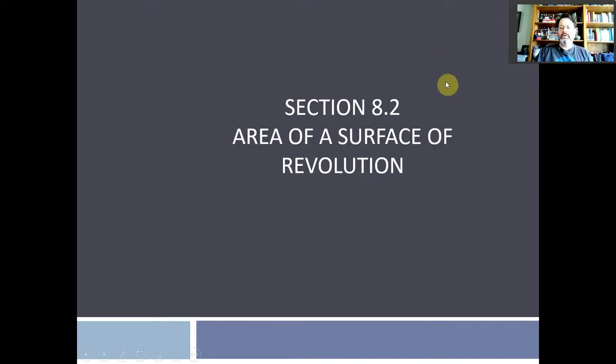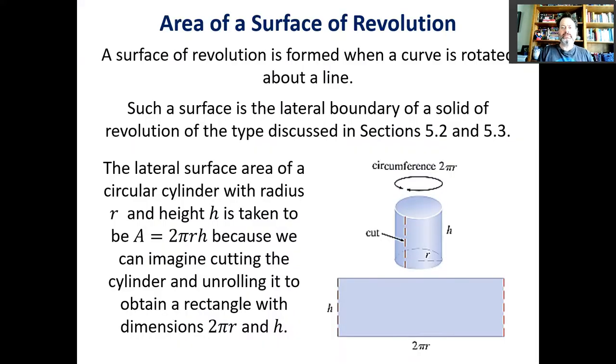Hello. All right, in this section, we're going to keep going in Chapter 8. We're going to look at surfaces of revolution. This stuff depends really heavily on what we just did in Section 8.1, so make sure you're all caught up in 8.1 before you try this stuff. All right, let's get started.